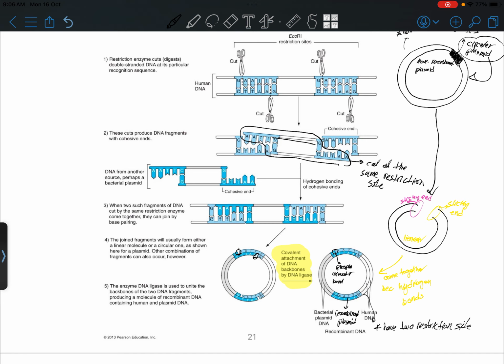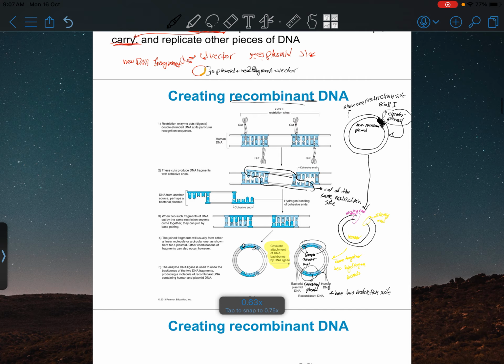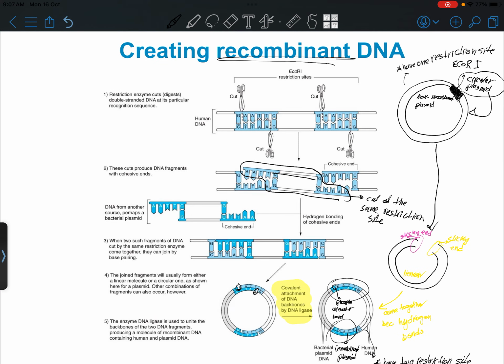Okay? What's the difference between this and this? So this one has two restriction sites, and this one has only one. And both restriction sites can be recognized by the enzyme EcoRI.